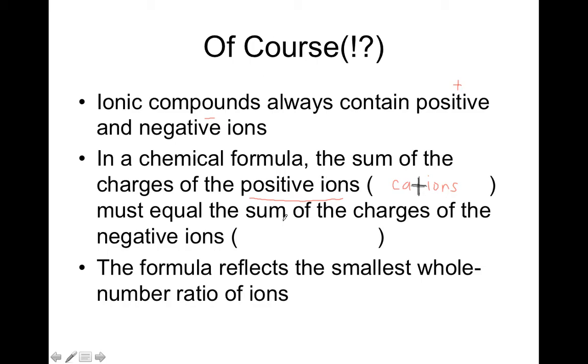Must equal the sum of the charges of the negative ions. And what are negative ions called again? Say it out loud. Anions. Very good. Okay. So in a chemical formula, the sum of the charges of the positives has got to equal the sum of the charges of the negatives. Why? Because it has to be neutral, or else you are going to get a lightning bolt. That's a terrible lightning bolt. Here, let me try that again. Right? That's what you get when you do not have neutral charges. You get lightning bolts.